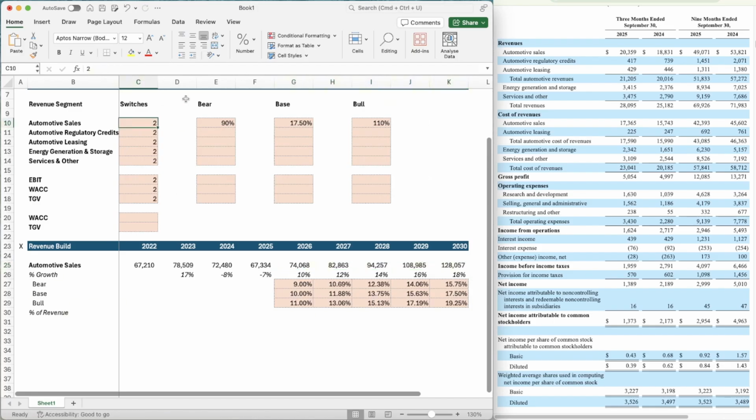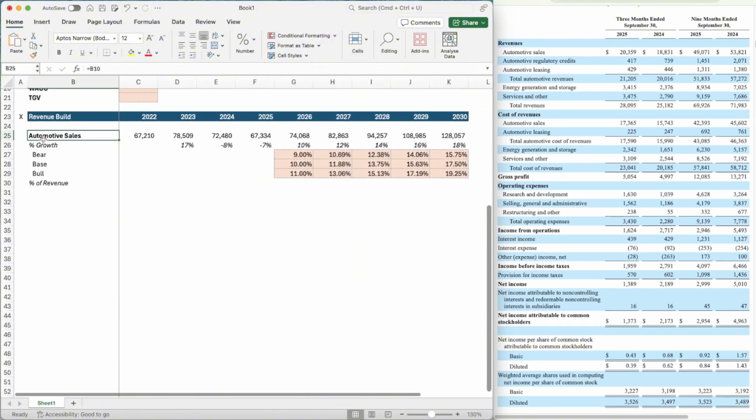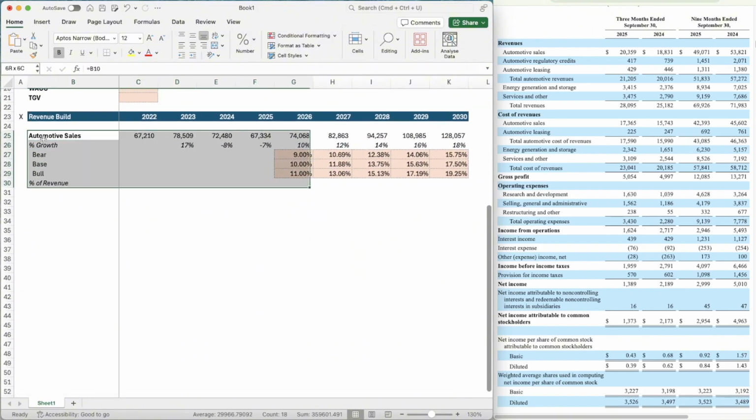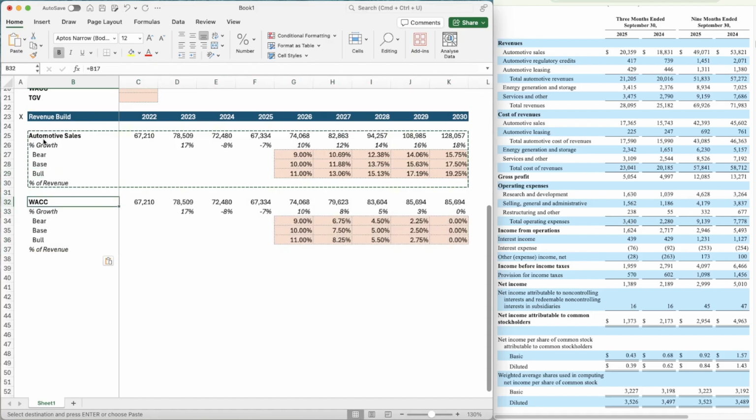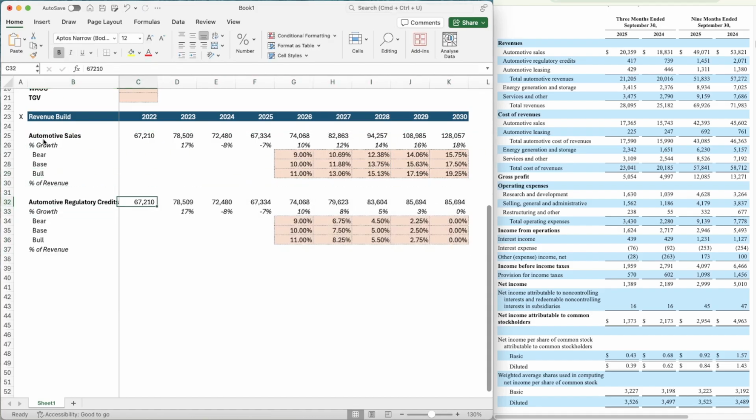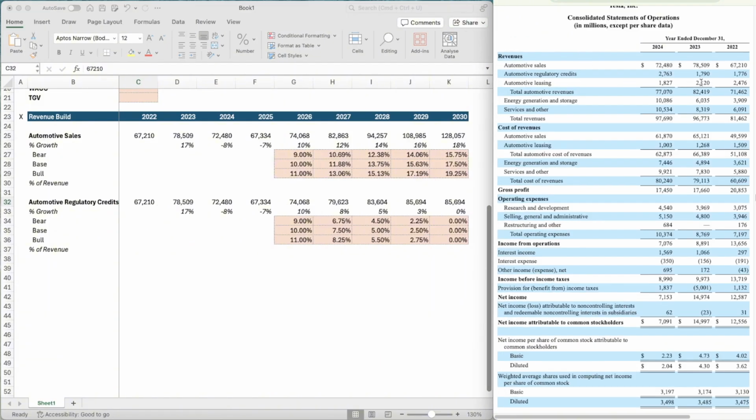So let's say we think, oh, actually it's only going to be 9%. We put that in, and it adjusts to what a 9% growth rate would look like for next year. We can go bullish, and it updates. So what we can do now is take all of this and copy it down here. We change this one to B11, which is the automotive credits, and we start populating the correct figures.